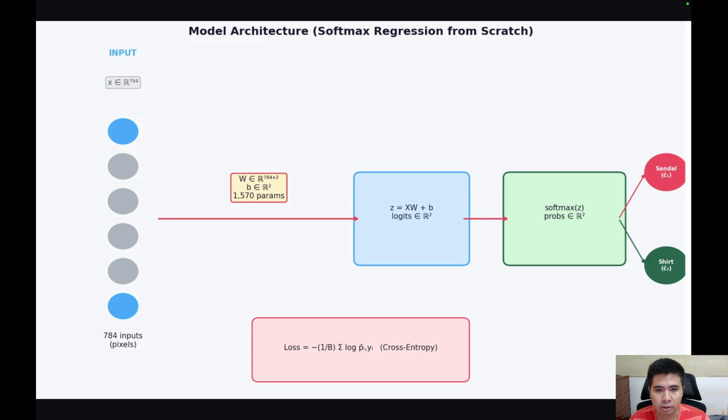The loss function is cross entropy. We take the negative mean of the log of the predicted probability for the correct class. The smaller the loss, the more confident and correct the model is. For backpropagation, the gradient of the loss with respect to the logits has a clean closed form. It equals the predicted probability minus the one-hot encoding of the true label, divided by the batch size. From there, we compute gradients for W and b, then update using stochastic gradient descent with a learning rate of 0.1 and batch size of 256.